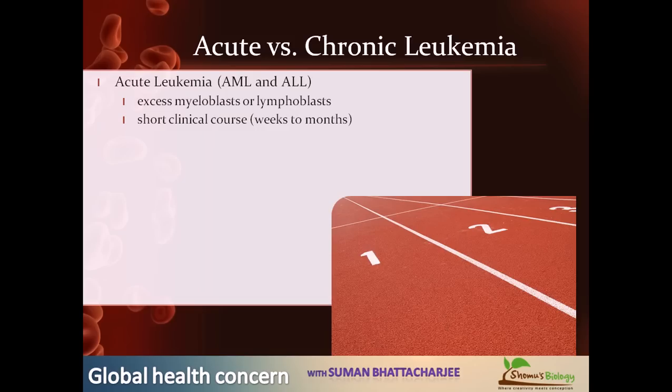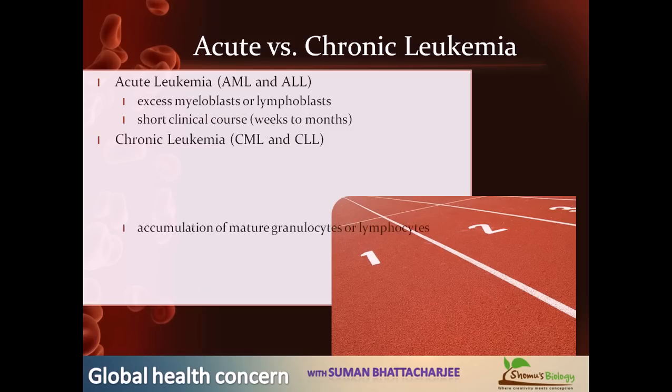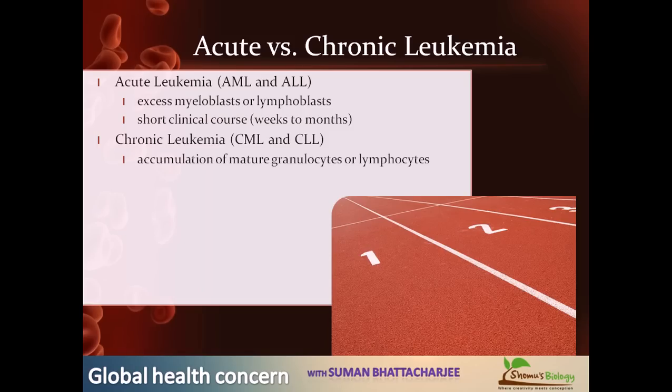But on the other hand, if we talk about chronic leukemia, it can also be divided into CML and CLL. Chronic leukemia is the type where we have accumulation of mature granulocytes and lymphocytes. Instead of myeloblasts or lymphoblasts, we'll have mature granulocytes and lymphocytes in excess amount in the blood. And second, it is longer in clinical course, I mean several to many years. That's why it's called chronic leukemia. It takes a very long time to cure this kind of condition.